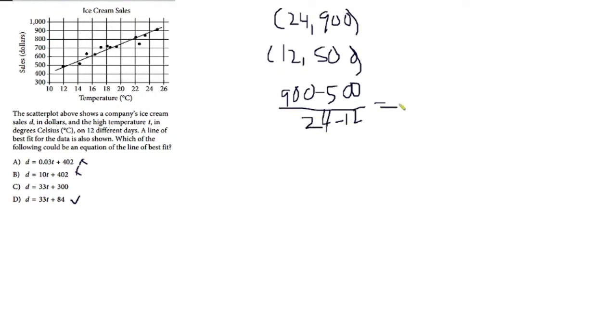This is 400 over 12, which is like 33.3, which is very close to C or D, right? So that's the way to determine it would be C or D, to find the slope. You could also plug in a point.